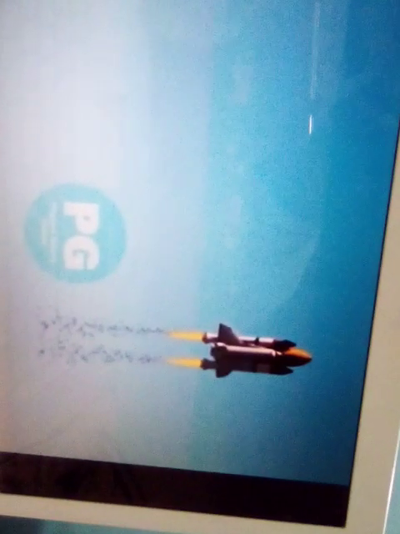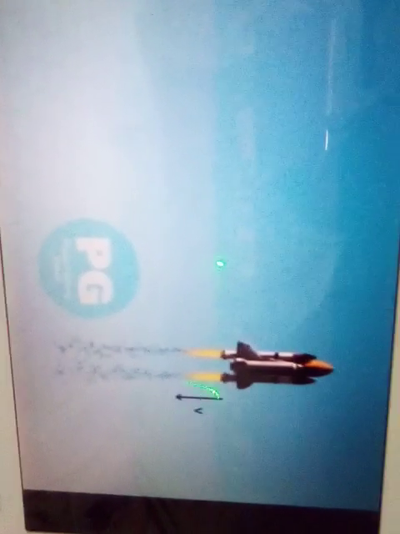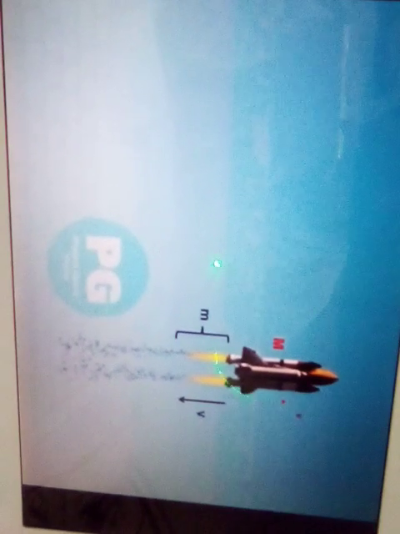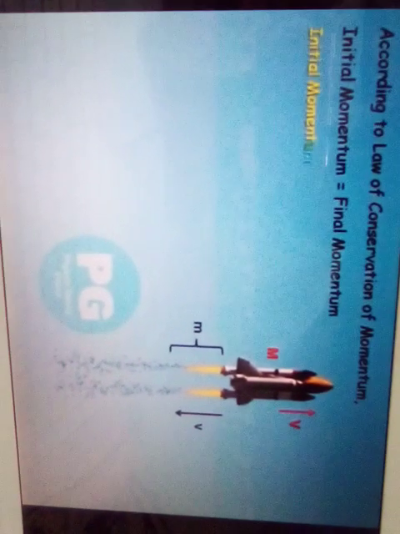Suppose the gases are ejected at a velocity of small v, and the mass of fuel gases is denoted by small m. The mass of the rocket is denoted by capital M, and it moves forward with the velocity of capital V. Now, according to the law of conservation of momentum, we know the initial momentum is equal to the final momentum. Now, the initial momentum of the rocket can be stated as mass into velocity. Initially the rocket was at rest, so its velocity was 0. So we can write the initial momentum of the rocket is m into 0. That is 0.